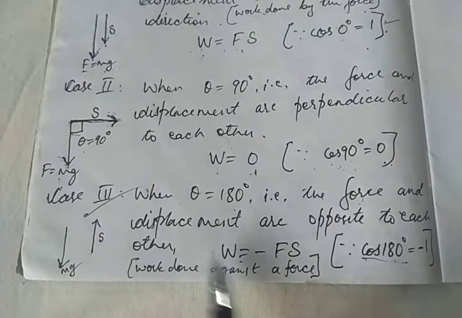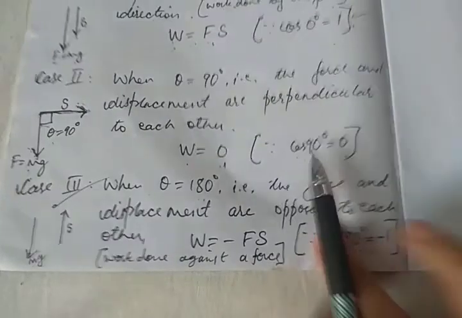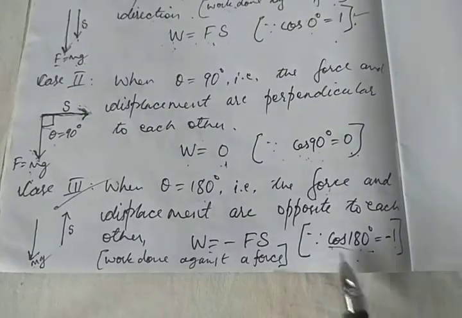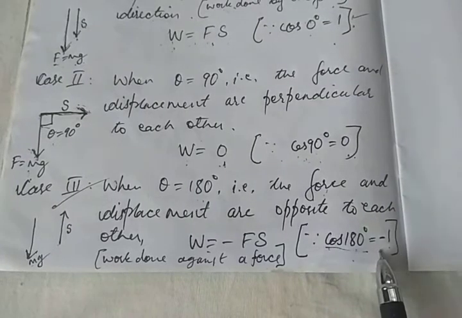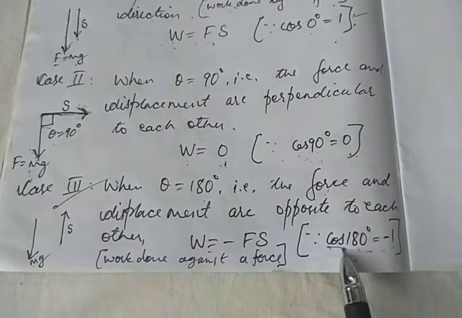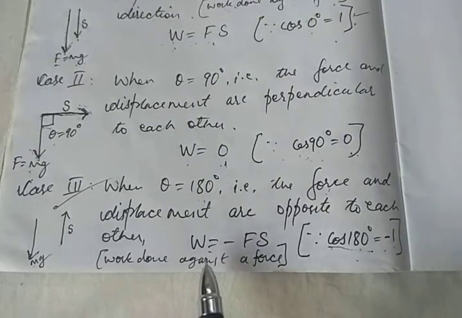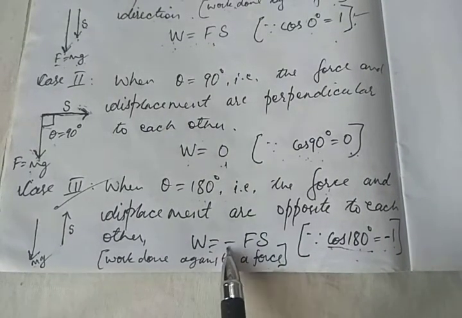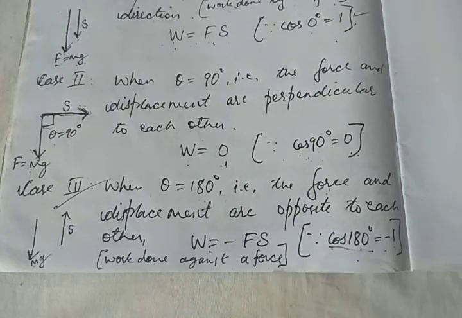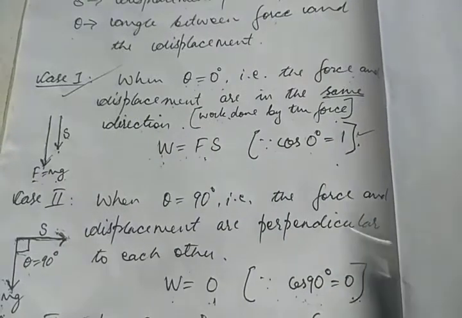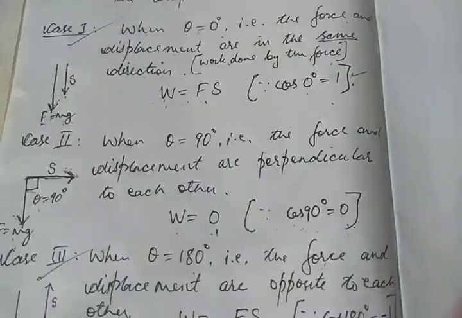Now when force and displacement are opposite to each other, do remember cos of 180 degrees is -1. So since cos of 180 degrees is -1, from the above formula, W is Fs cos theta, we get W is equal to minus F into S. So these three cases, remember: theta is 0 degrees, theta is 90 degrees, and theta is 180 degrees.